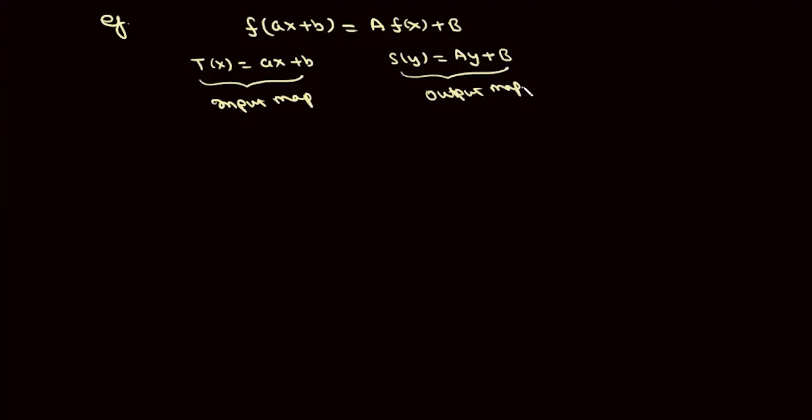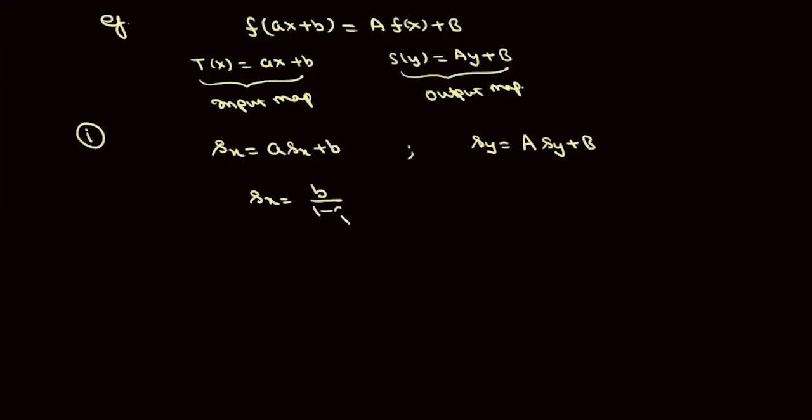So in this, one shift is not enough. So what we'll do is we'll find fixed points for both input map as well as output map. So the first step is we'll find 2 fixed points. So let the fixed point here be s_x. So it will be s_x equals a s_x + b, and here s_y equals A s_y + B. So s_x will be b upon 1 minus a, and s_y will be capital B upon 1 minus A, and here a is unequal to 1, and also capital A is unequal to 1.